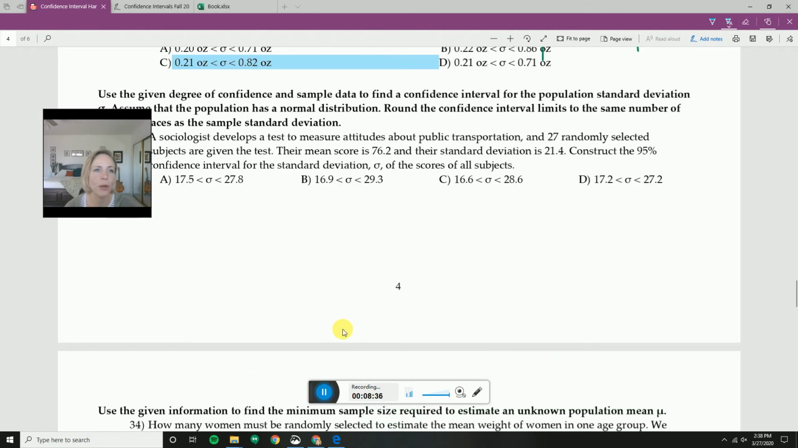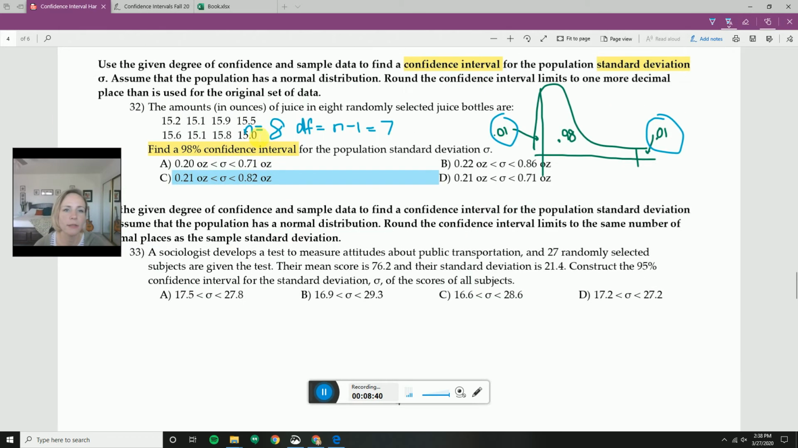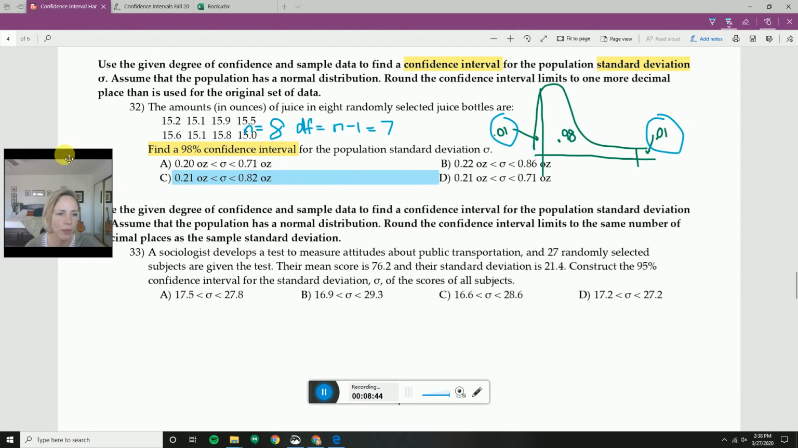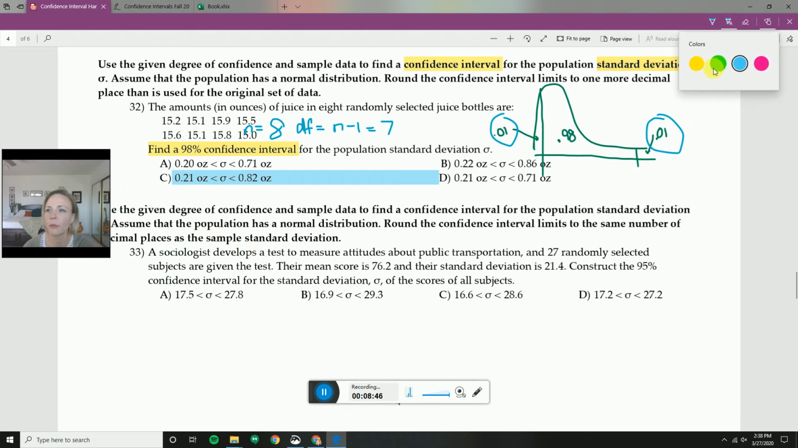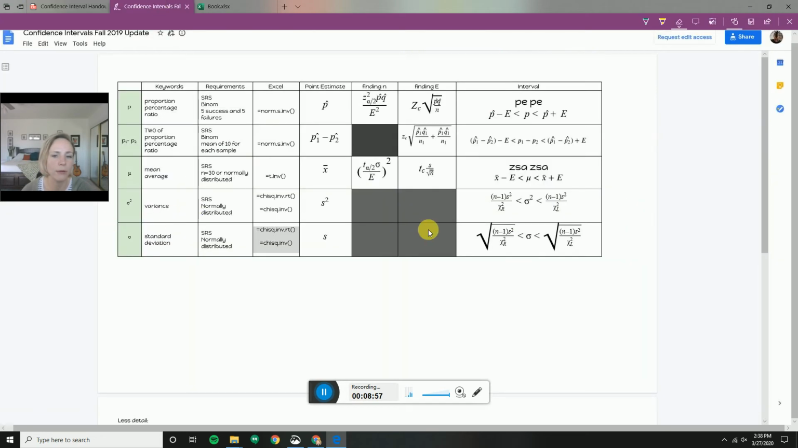Okay, so we're going to do that one more time. We're going to do it for problem 33. This one does not have the raw data, so it'll be one less step that we have to do. Going back to read through this problem again, we have: use the given degree of confidence and sample data to find a confidence interval for the population standard deviation again. So we're using the same row on our handout, the same calculations in Excel, and the same confidence interval.